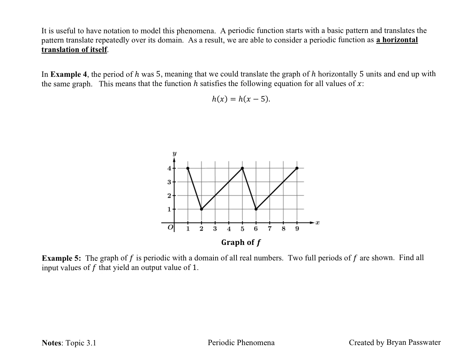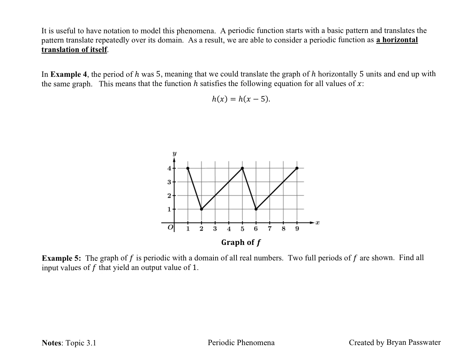In example 4, the period of h was 5, meaning that we could translate the graph of h horizontally 5 units and end up with the same graph. This means that the function h satisfies the following equation for all values of x: h of x equals h of x minus 5. So again, it's a shift of 5, and it will land on top of itself. Whatever its period is, that's kind of what's happening when we do these. All right, example 5 now.